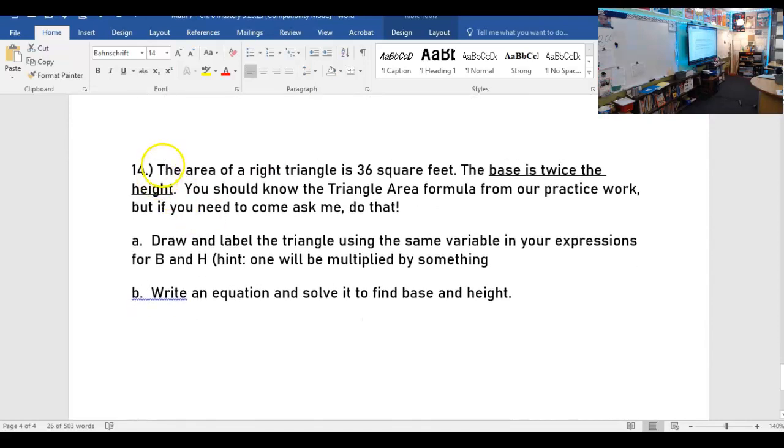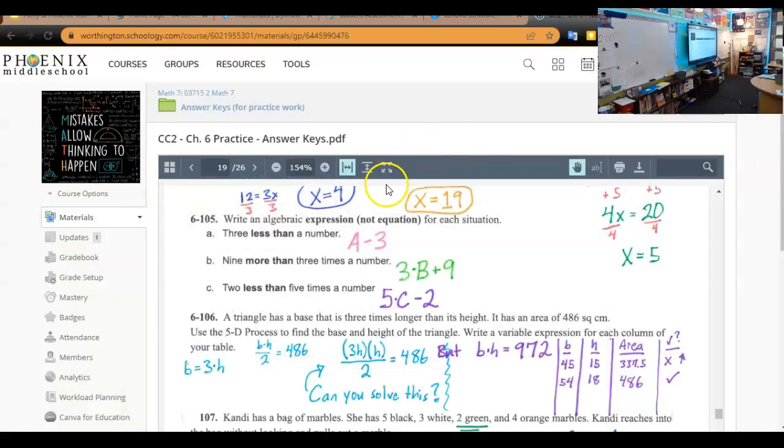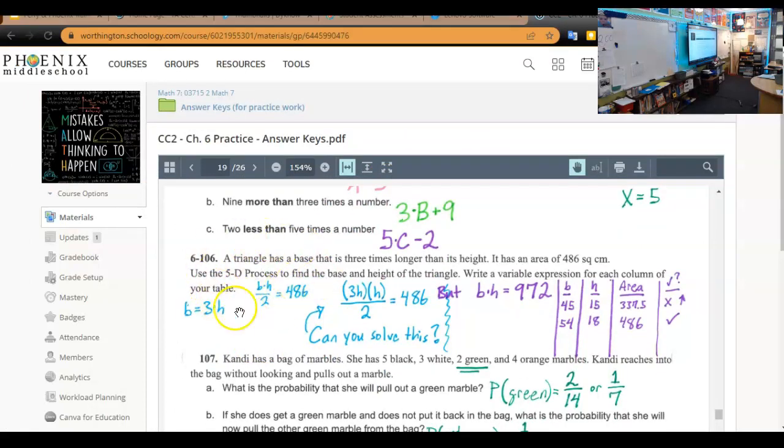14, very similar to a homework problem that we had, where the area of the triangle is something and the base compared to the height. I wonder if we could find that. That's the whole test. What if we could find that test or that? Oh, hey, look at that. It's like problem 106.